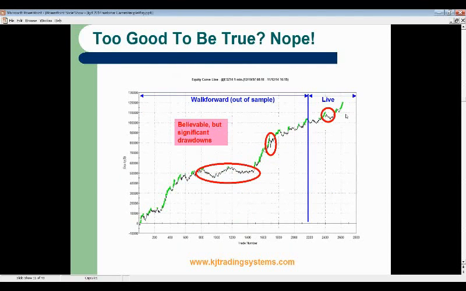All right, so what is not too good to be true? Here's an example. This is a trading system I actually trade myself, and I've traded it for a couple of years, anything to the right of this blue line. And you can see it's walk-forward trading results, which are out of sample, and it had a significant flat period. It had some pretty horrendous drawdowns. Didn't last long, but it had some down periods. Even live, it had a pretty significant drawdown.